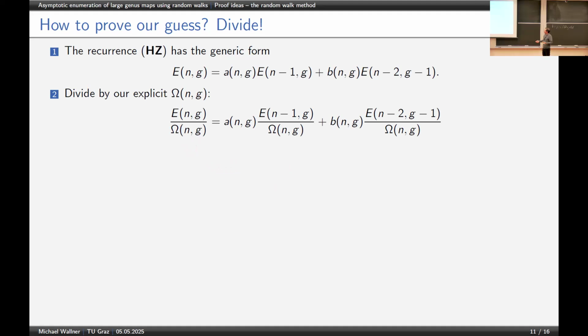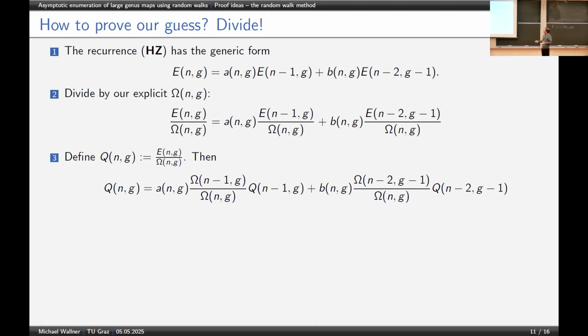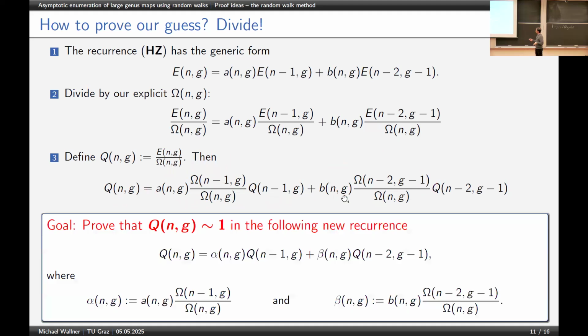And what is my idea? Basically, I want to look at this quotient Q_{n,g}, which is the object I want to prove, E_{n,g} over omega_{n,g}. You have to think of omega as explicit. This was our guess. It's the function I've shown you. It's maybe not the simplest one, but it's completely explicit. Then I rewrite this in such a way that I have a recurrence relation for Q. Q_{n,g} is a function of A_{n,g}, my weight from before, a certain weight omega, complicated but explicit, and Q_{n-1,g}, and so on. Let me simplify this, and what we get is this recurrence.